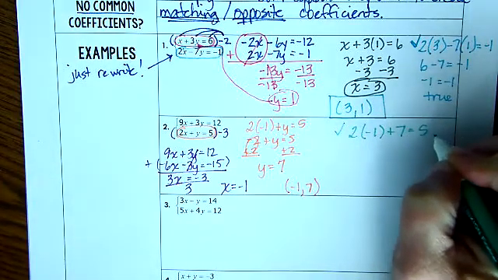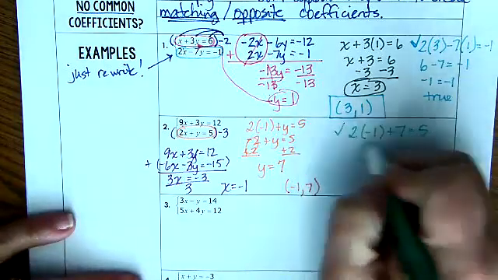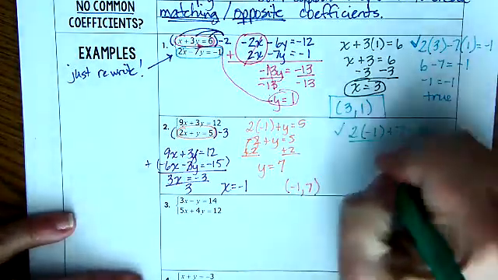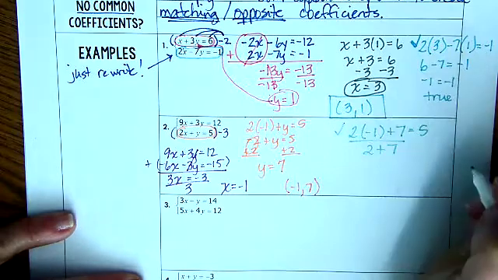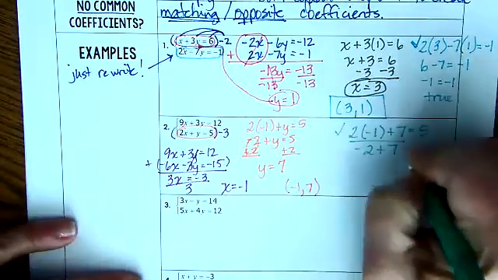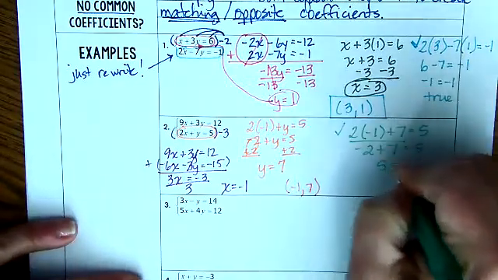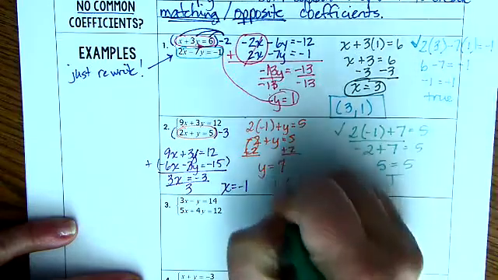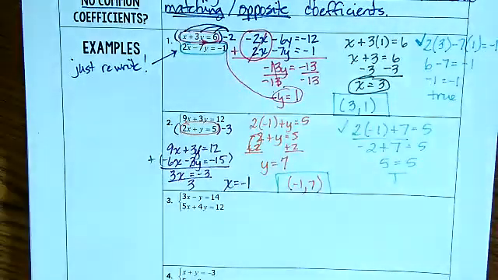If you have your calculator, you can easily just type this part in and get your answer. So we have 2 plus 7. Oh, but that's a -2 equals 5. So I have 5 equals 5. This is true. So therefore, this is my correct answer. You can easily check these with the calculator. All right, moving right along. Next page.